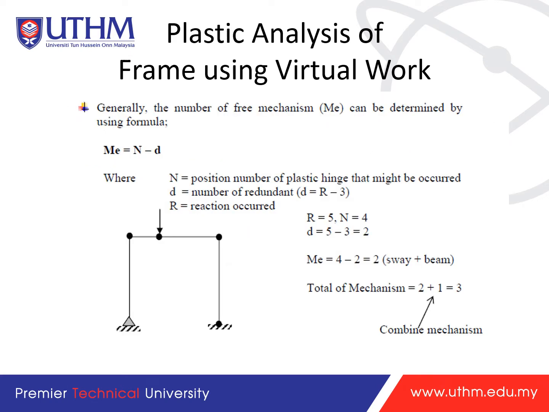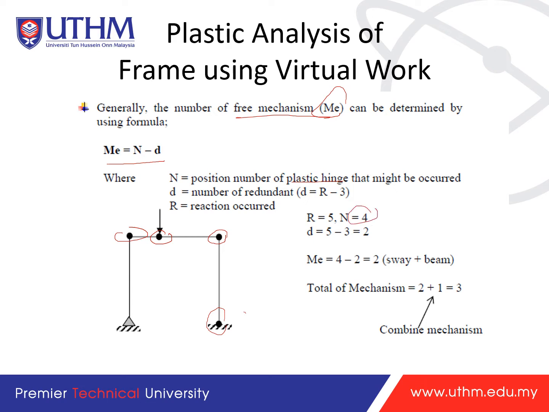Generally, the number of free mechanisms, ME, can be determined using the formula ME equals N minus D, where N is the number of positions where a plastic hinge might occur, so it's the total hinges. At the fixed support we have a hinge, at the joint we have a hinge, and at the applied load we have another hinge. So for this case we have 4 plastic hinges.